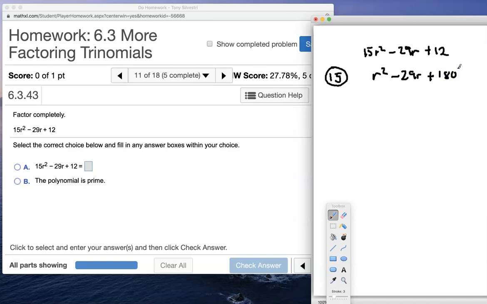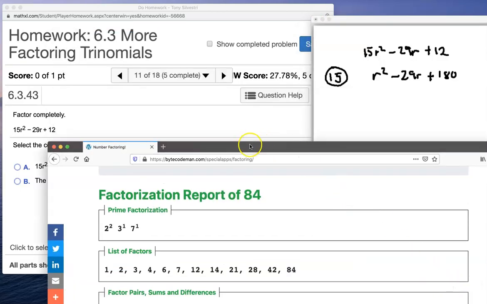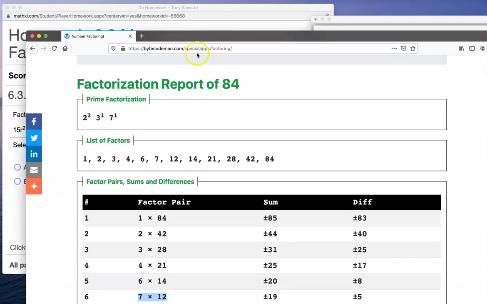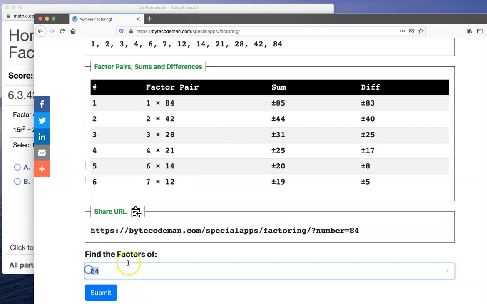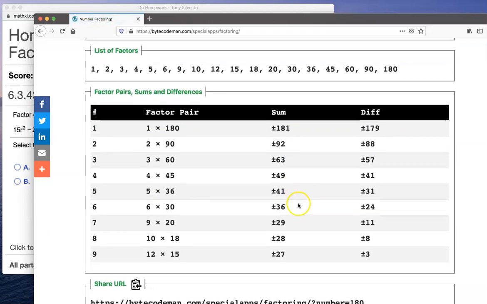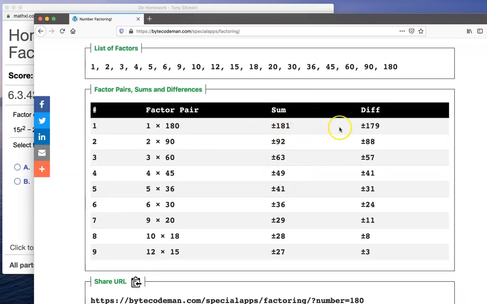And now you need a computer because here's the deal. I want two numbers that multiply out to be 180. Add or subtract to be 29 in the middle. See the problem? Give me two numbers that multiply out to be 180. Add or subtract to be 29. Well, that's complicated. So you go to my website. Again, you're going to get a link to this in the course tools. What you're going to do is type in that last number, 180, hit submit, and go down to the factor pairs and find the 29.